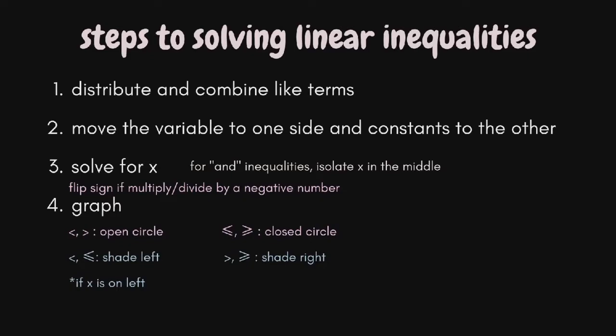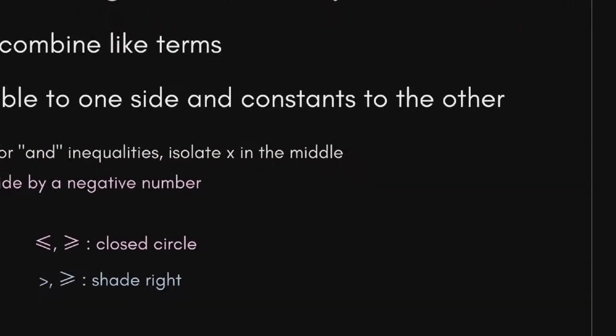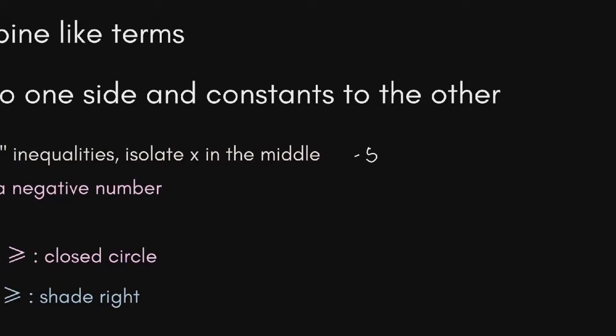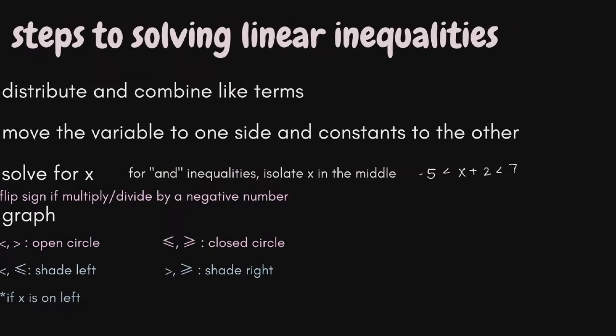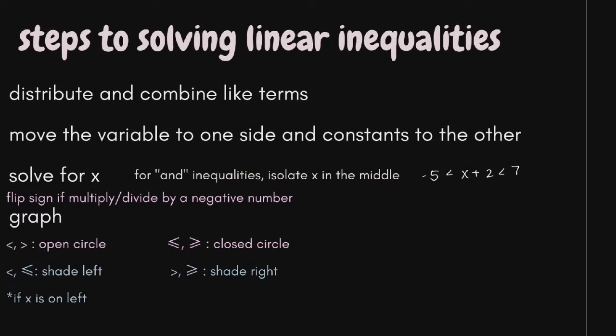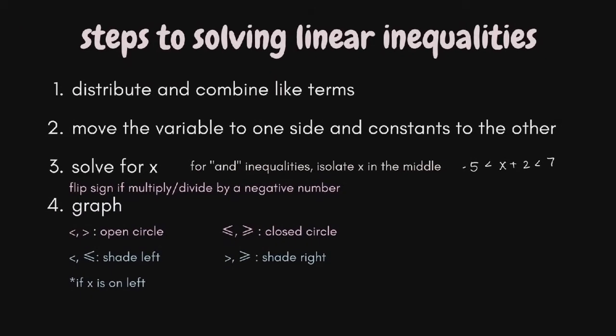So for "and" inequalities, they'll look something like this. So this means x plus 2 is less than 7 and greater than negative 5. For those, you want to try to isolate the x in the middle. So you would want to get this by itself.